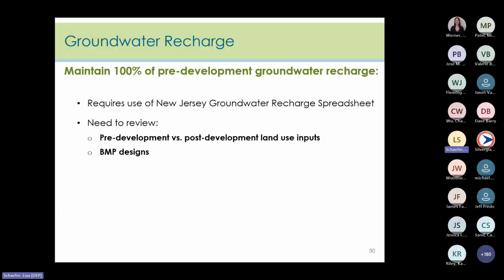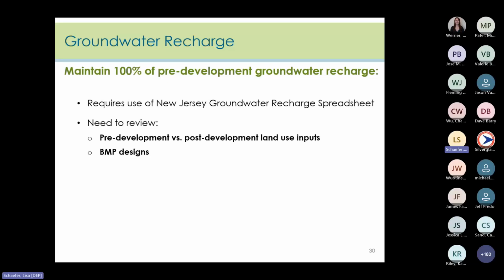If instead you select the first option, which is to maintain 100% of the pre-development groundwater recharge, you must use the groundwater recharge spreadsheet. So the reviewer will check both worksheets, which are the inputs for the pre and post development conditions that are then used to calculate the deficit, and then the evaluation of the proposed BMP or BMPs. All right, we'll start with the first worksheet.